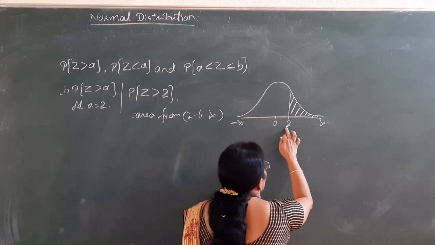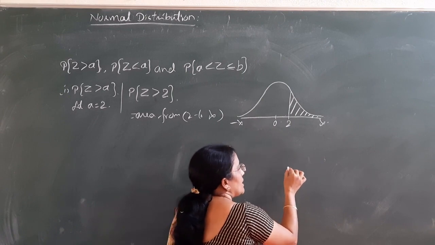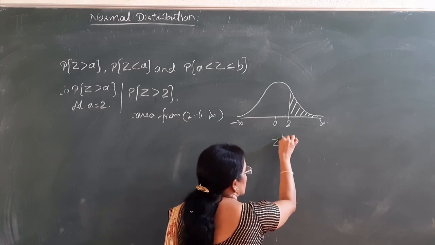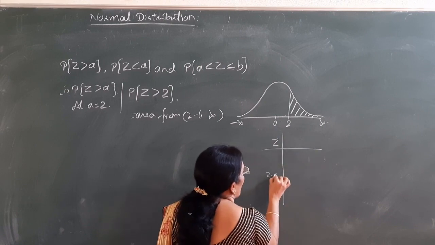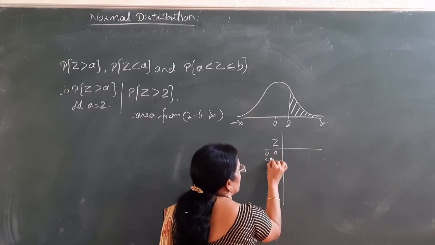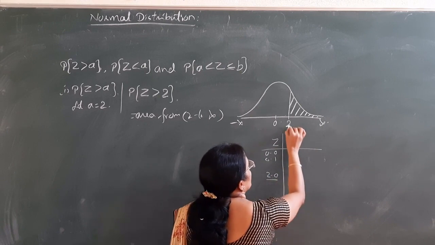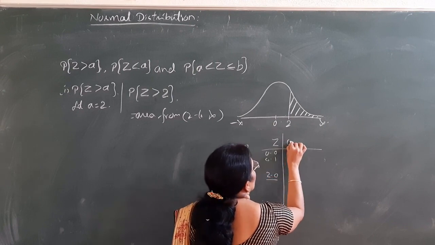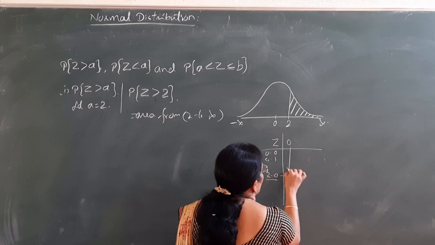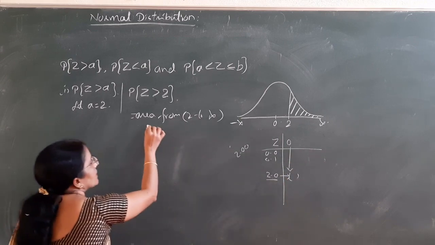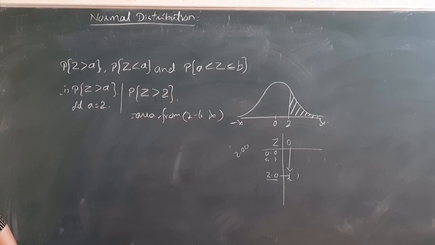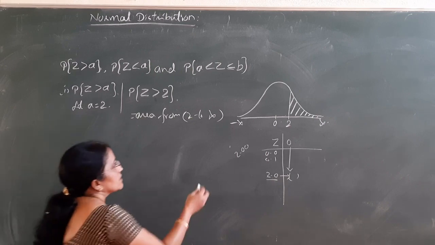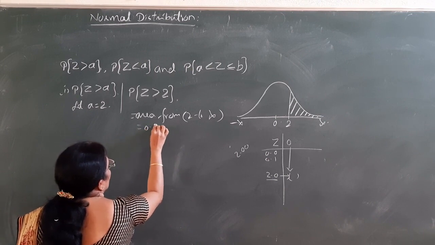Here z is positive, z is equal to 2. So in the table, in the first column you must search 2.0, that is 0.0 and so on. Somewhere 2.0 is given. 2 means 2.00, so 2.0. Next move to the first column, that is 0. Here you will get one value, which is called the area from 2 to infinity. The answer is 0.0228.